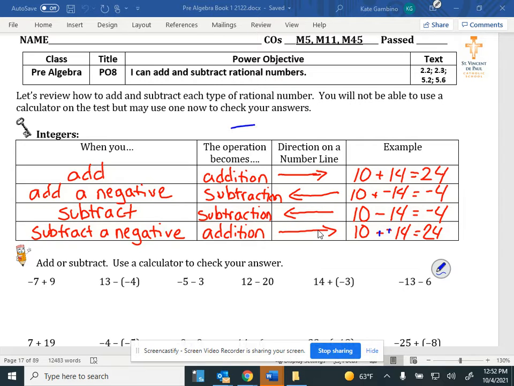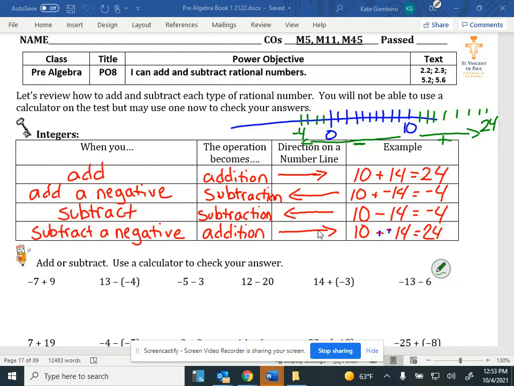So if we look at that number line, here's our 0. 1, 2, 3, 4, 5, 6, 7, 8, 9, 10. Here's my 10. I started out at 10 every time. If I'm adding 14, I'm going this way to get out to that positive 24. So I'm going to the right. But if I'm adding a negative, numbers we know go to the left. So now I'm going out this way. So negative 14 goes to the left, positive goes to the right.